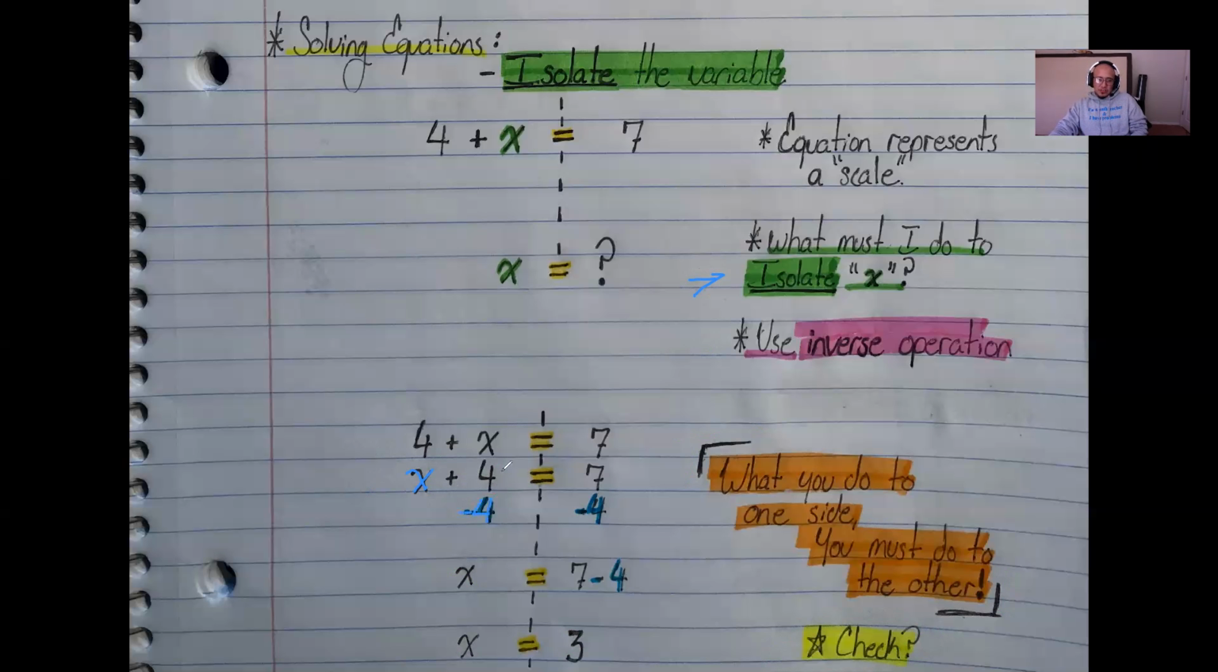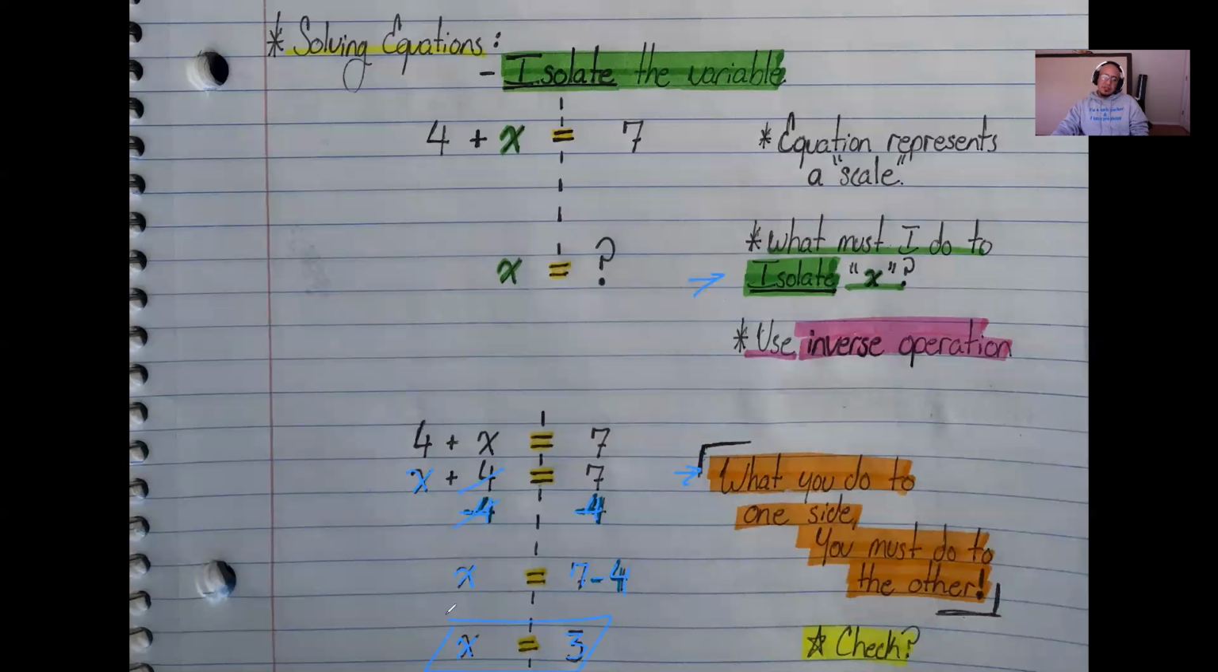All right, so 4 minus 4 is 0. And now it's isolated, except that whatever I do to one side, I must do to the other. So I need to take 4 away from the other side as well. 7 minus 4 is the same thing as 3. Ladies and gentlemen, x is equal to 3.